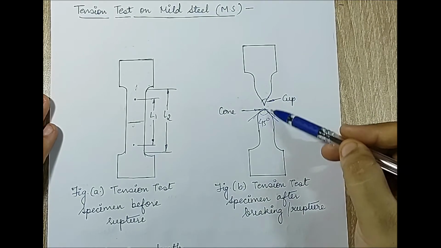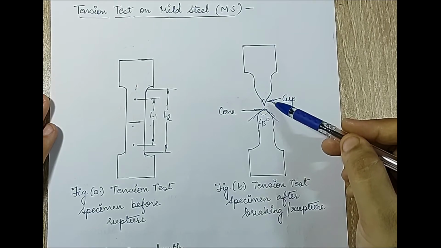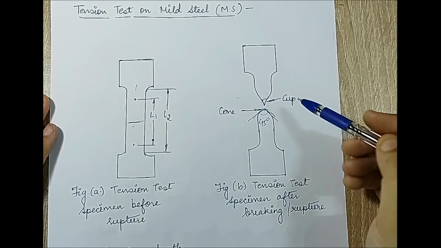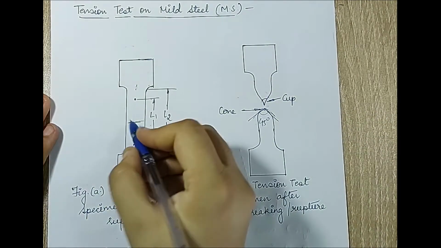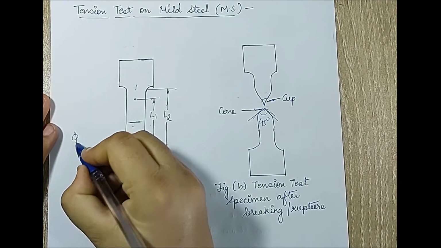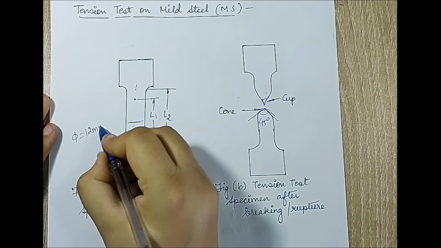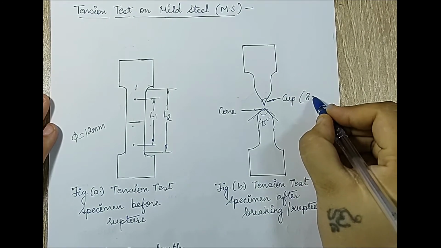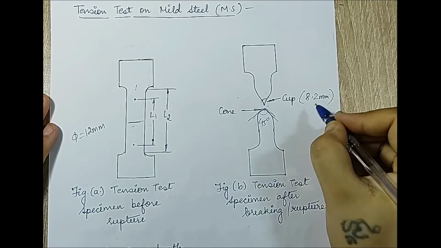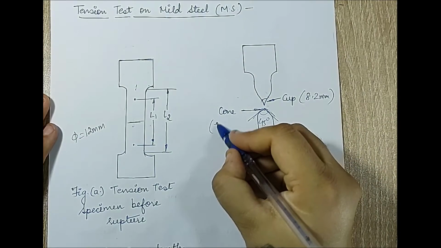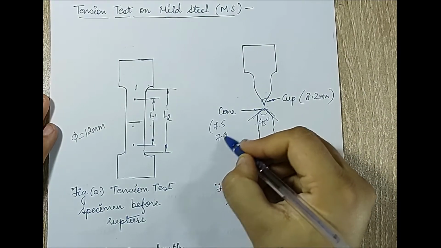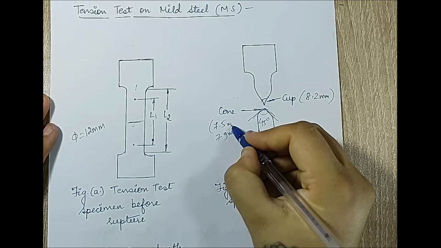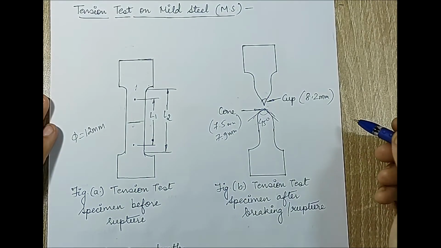The diameter of the cone will be much lesser as compared to the diameter of the cup. Suppose I assume that the initial diameter of the specimen was 12 mm, you will observe that the cup will have a diameter of around 8.2 mm for example, and the cone will become 7.5 or 7.9 mm. So you will see a change in diameter.